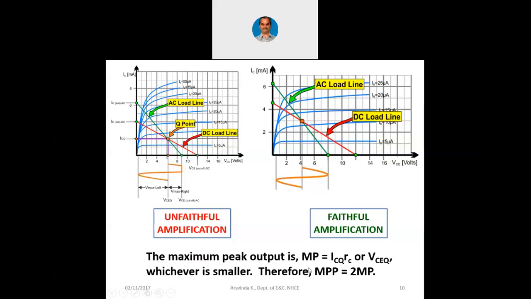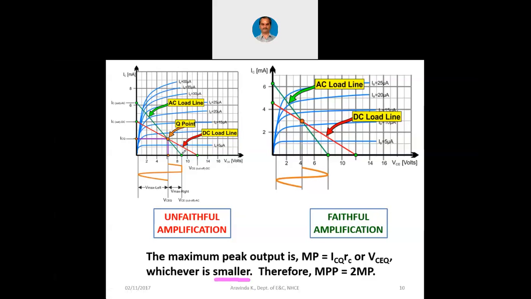Now, the maximum peak output is what? Maximum peak output is ICQ into small RC, because with the AC load line also the term ICQ is there, quiescent current is there. So, quiescent current into that AC resistance at the collector. Either that or VCEQ, whichever is smaller. Please remember this. Whichever is smaller.